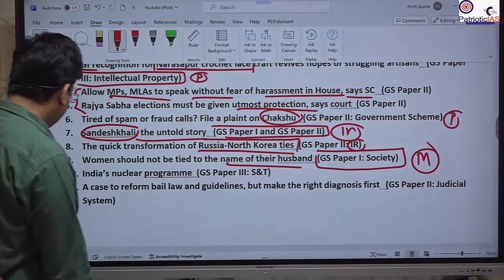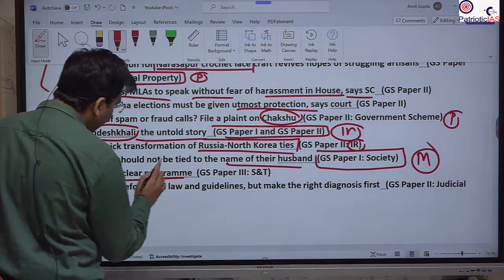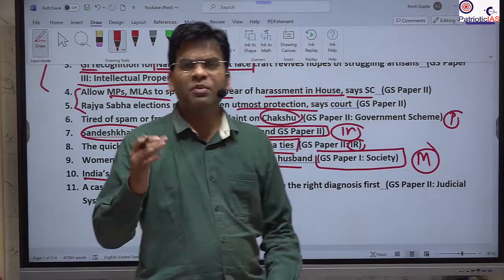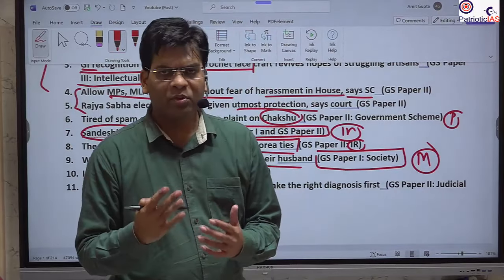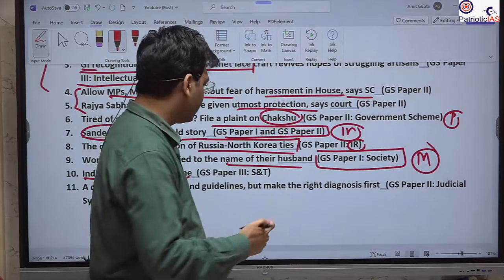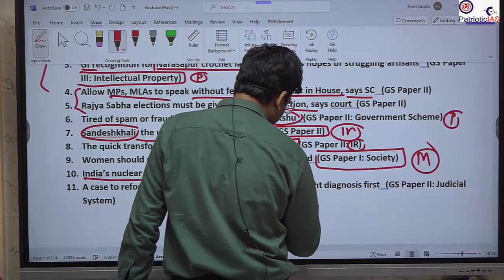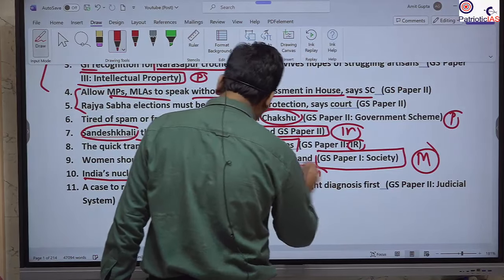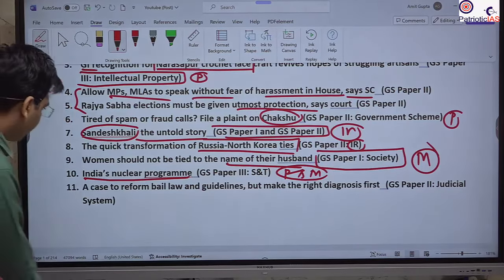Then we will study India's nuclear program, very important. We have already studied it, but again we will try a quick recap so that we have the revision. So it will be for the prelims as well as for the mains. Very important. Then we will study a case of the bail reform law.